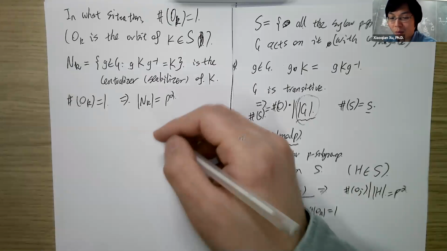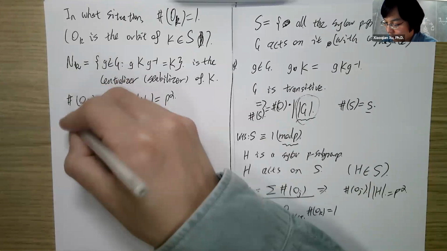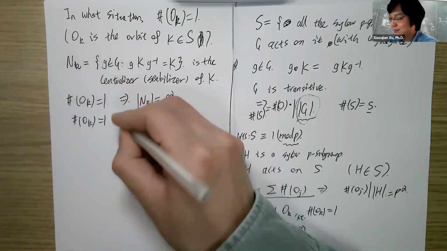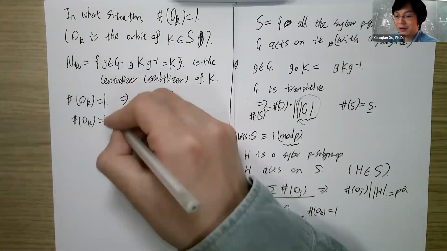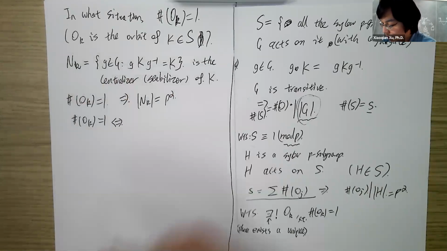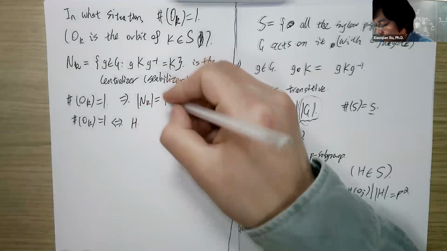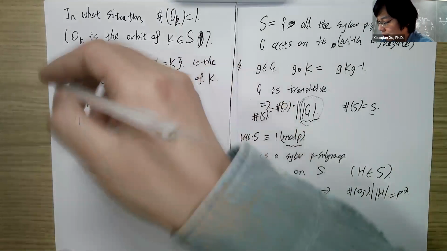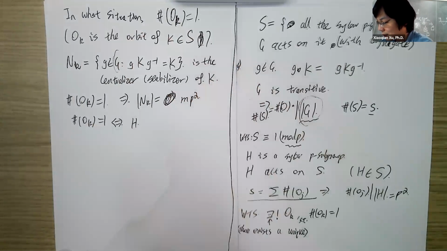And now what we will show is, if the number of O_K equals 1, then it's actually equivalent to say that if you use H acting on, I'm sorry, this is a centralizer among this whole group G. So this order of N_K is equal to m times P to the alpha, or it's a factor of the total number of G.